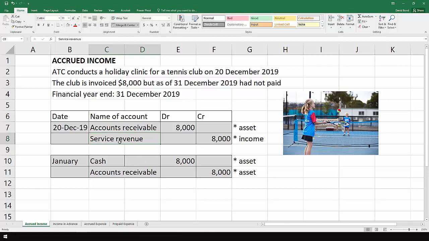So ultimately what we end up with is accounts receivable and accounts receivable net out, and we ultimately end up with debit cash $8,000, credit service revenue $8,000, but it's happened over 2 different transactions at 2 different points in time.